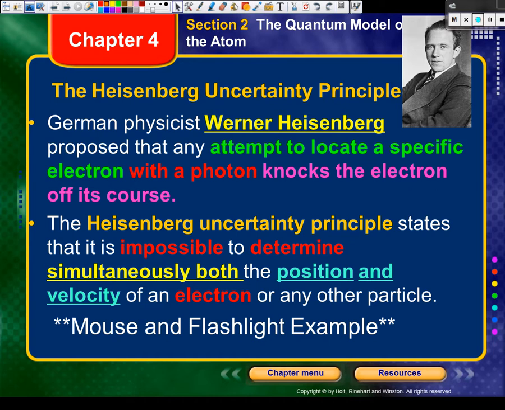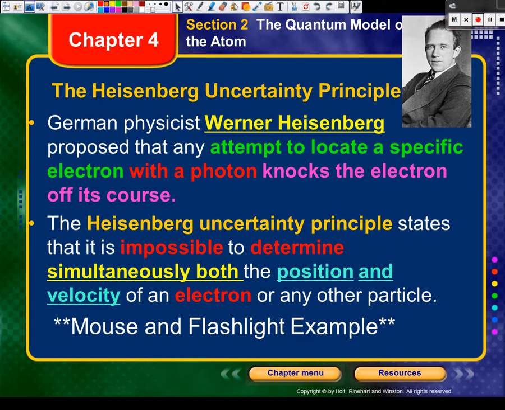I don't like it. So Werner Heisenberg proposed, and this is Heisenberg's uncertainty principle, that any attempt to locate a specific electron with a photon, which means we're going to hit it with a ball of light, which means we're going to put some energy into it, knocks the electron off of its course. Put a big star beside this second bullet. This is the part you need to know. This is what he said.